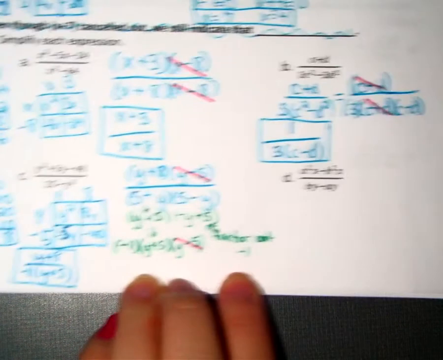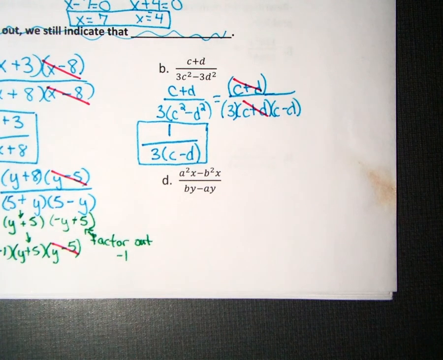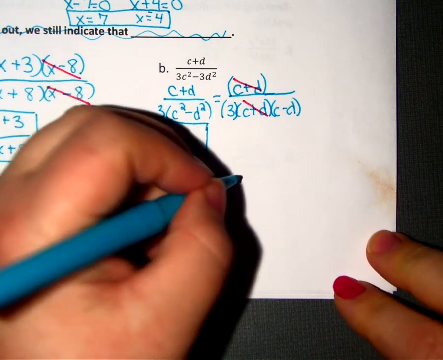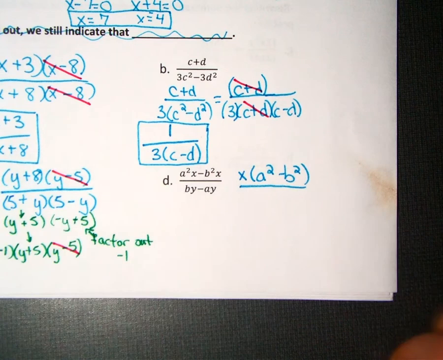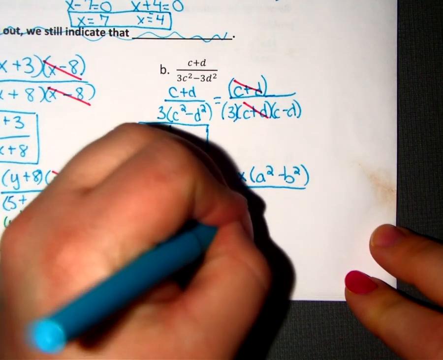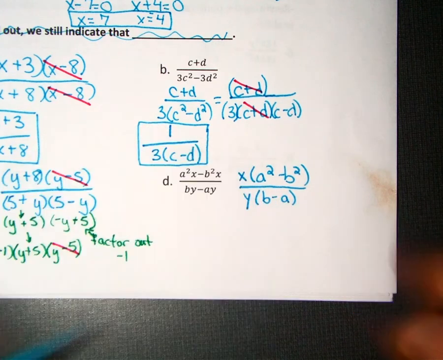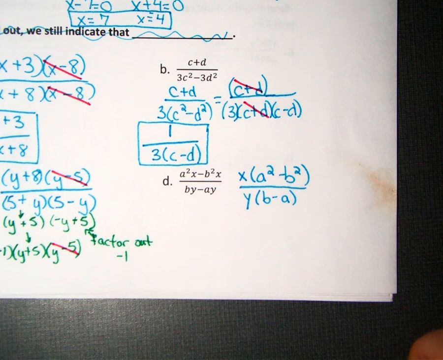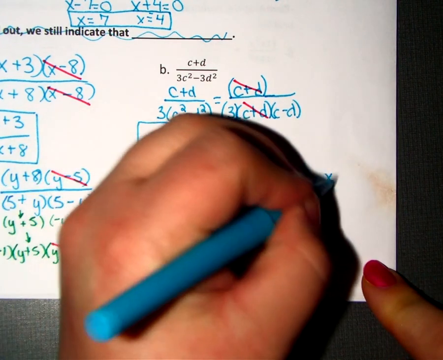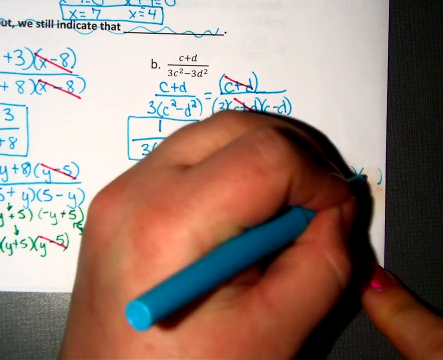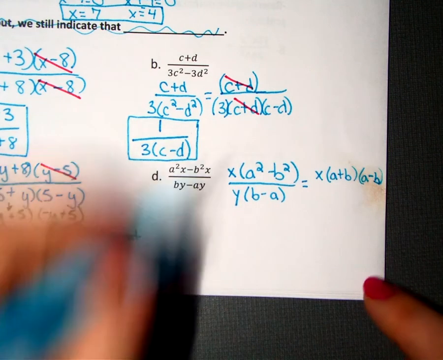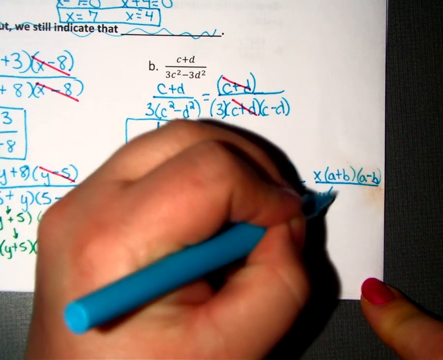Next example here, example D. For example D, I look on the top and I know that the first thing I can do is take out an x out of both of those terms. So I have x, a squared minus b squared is left. And when I look at the bottom, I notice that I can take a y out of both of those. So y, then I'm left with b minus a. I know that that a squared minus b squared represents, again, that pattern that we've seen in the previous 3 problems, 2 perfect squares with a minus in the middle. So I know that it's going to factor to be x, or a plus b, and a minus b. And then my denominator is still y, b minus a.